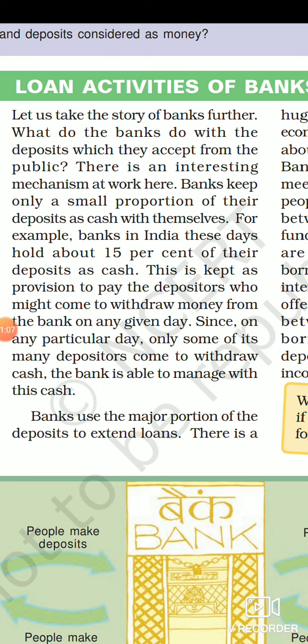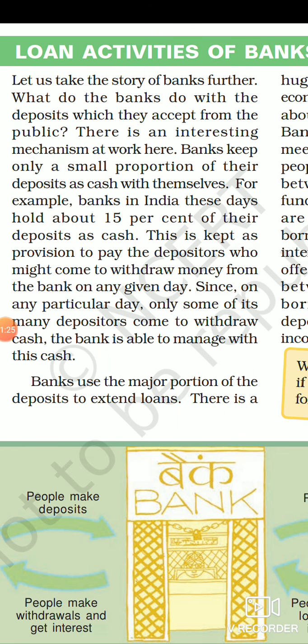So now, the main activity of the bank is called loan activities. As in part 1 we discussed, generally we deposit our surplus money in the bank. For example, if we get a salary, we withdraw only the money we require for a month and the rest stays in the account. Today almost all people have bank accounts and keep money in the bank.